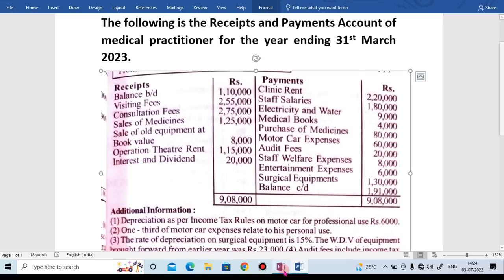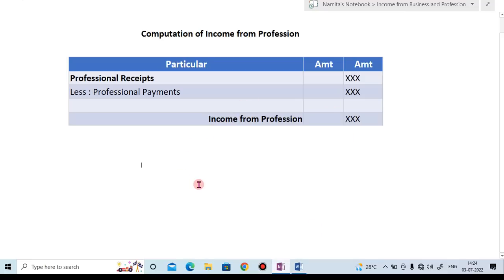First of all, let us see the format of computation of income from profession. So this is the format: particulars, two columns for amount. Professional receipts will be there, and from the professional receipts we have to deduct the professional payments. Whatever amount remains, that will be our income from profession. So as per this format we are going to compute the income from profession.